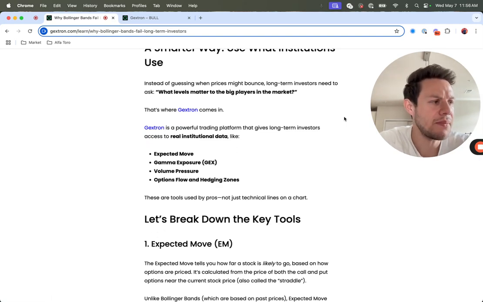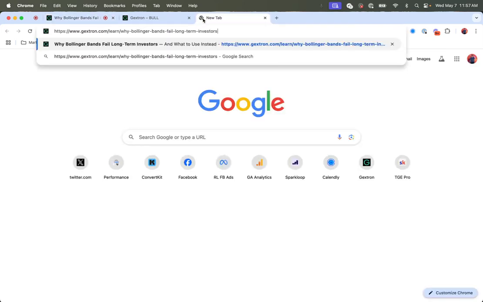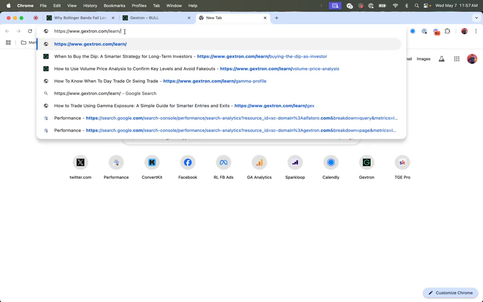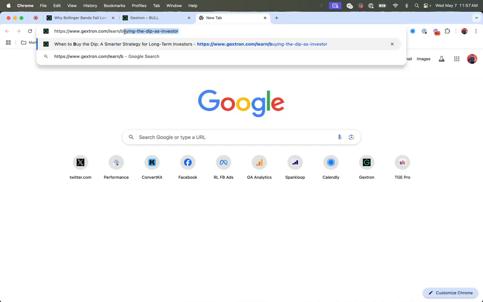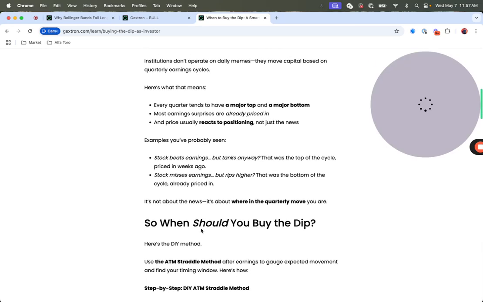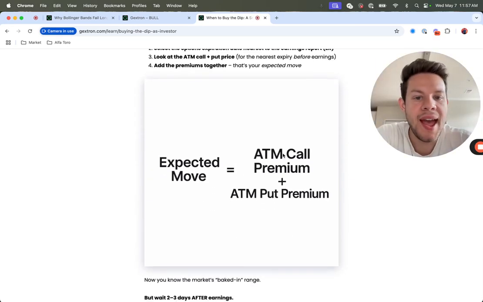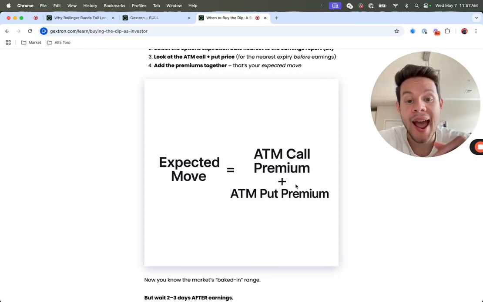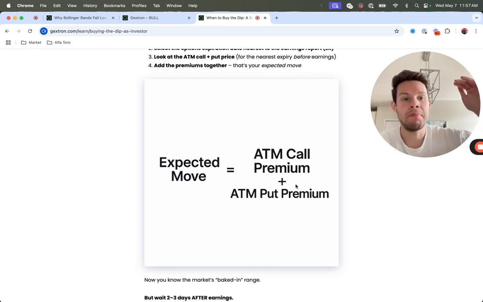I think in the last video I talked about how to do a DIY version of expected move. So you can do the at the money straddle. Let me see if I can pull up that article. Buying the dip as an investor, right? So you could do the expected move with the at the money call premium and the at the money put. You pick a specific date on the option chain and you get the at the money call ask price and the at the money put ask price, and you add them, and that's going to give you a range between the top and the bottom.